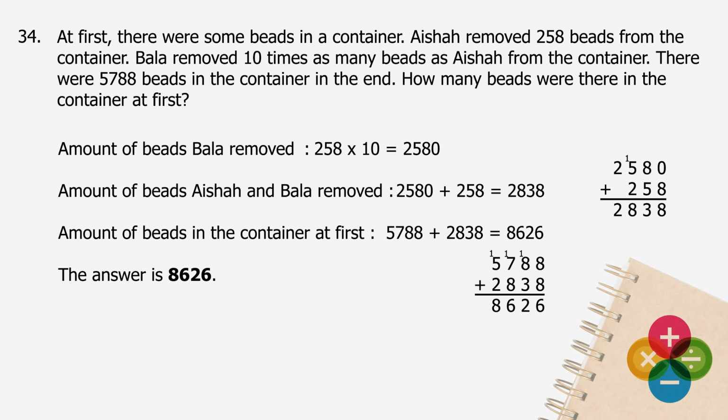Amount of beads Bala removed will be, multiply 258 by 10, and the product is 2,580. Amount of beads Aisha and Bala removed will be, add 2,580 to 258, and the sum is 2,838. Amount of beads in the container at first will be, add 5,788 to 2,838, and the sum is 8,626. The answer is 8,626.